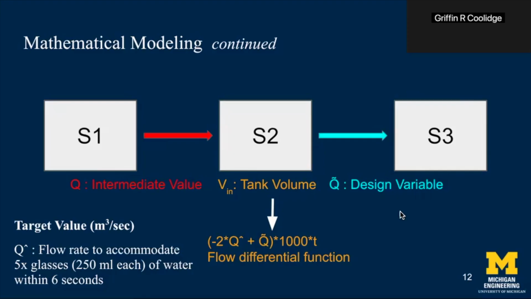This creates a direct trade-off between subsystems. If subsystem 1 selects a more powerful pump and produces a higher flow rate Q, the required tank volume in subsystem 2 decreases because there's less need for buffer. This also works vice versa. The optimizer resolves this trade-off automatically by treating Q tilde as a shared design variable across subsystems.